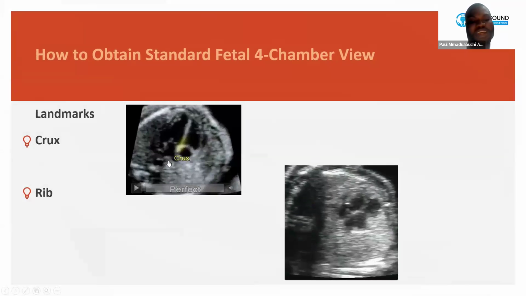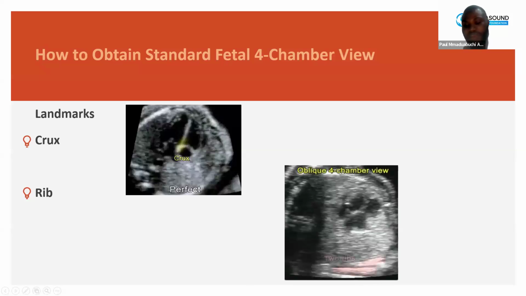In respect to landmarks, first I want to talk about the ribs. While obtaining a standard four chamber view, it is very important that you ensure that only one rib is showing and not two ribs. Here you could see the first rib and the second rib in this image. So this is not a standard view for obtaining your four chamber view. When you see two ribs showing, you know that this is oblique.